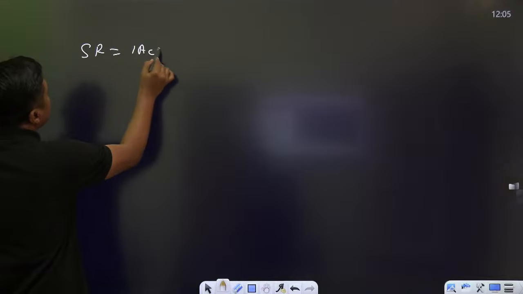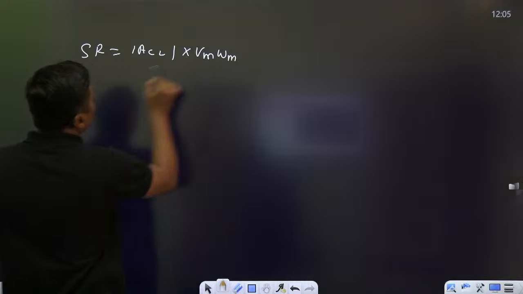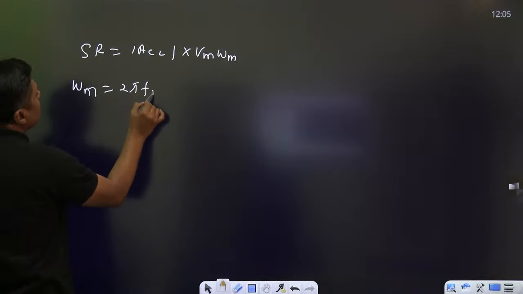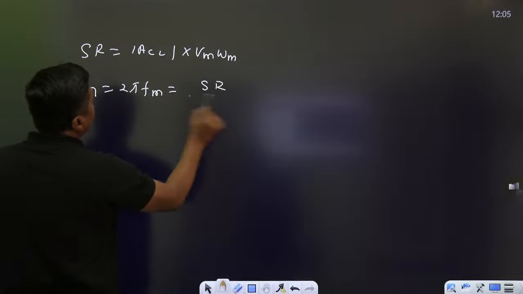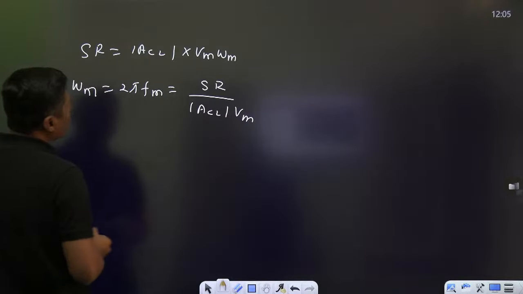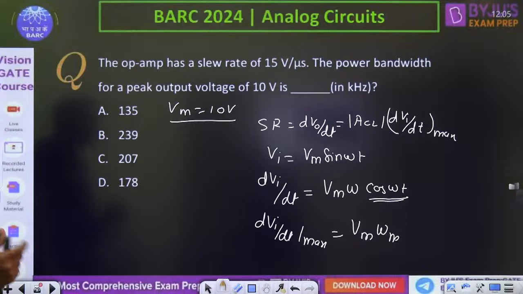Slew rate is equal to what? Closed loop gain into Vm omega m. What is the omega m? Omega m is nothing but 2 pi fm. fm will become slew rate divided by closed loop gain into 2 pi Vm. Vm is the maximum amplitude. Now what is asked here? Slew rate is given 15 volt per microsecond. The power bandwidth for a peak output voltage of 10 volt.